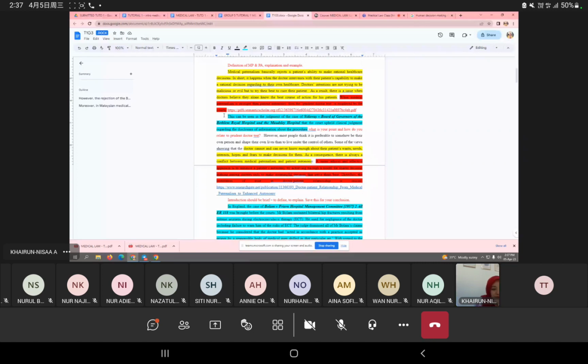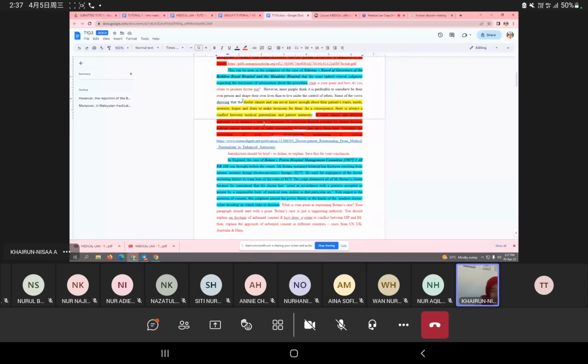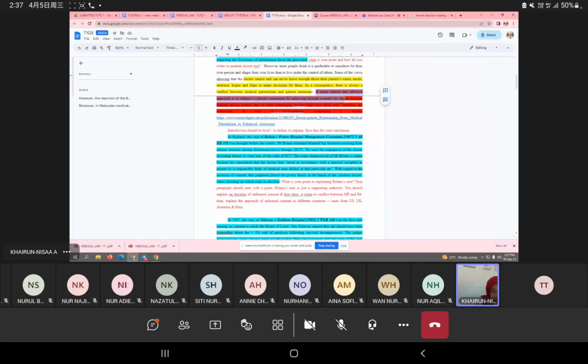Perhaps this one: the group is trying to talk about the prudent doctor test. But it's not clear, because the group simply states the court decision: the court upheld clinical judgment regarding the disclosure of information about the procedure. And that's it, so I don't understand. I wrote here, what is your point and how does it relate to the prudent doctor test. Next, this is a view supporting patient's autonomy, and this is the definition of patient's autonomy.